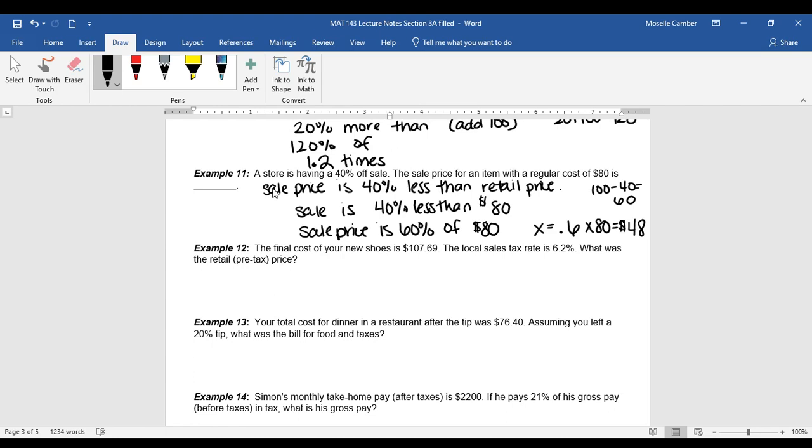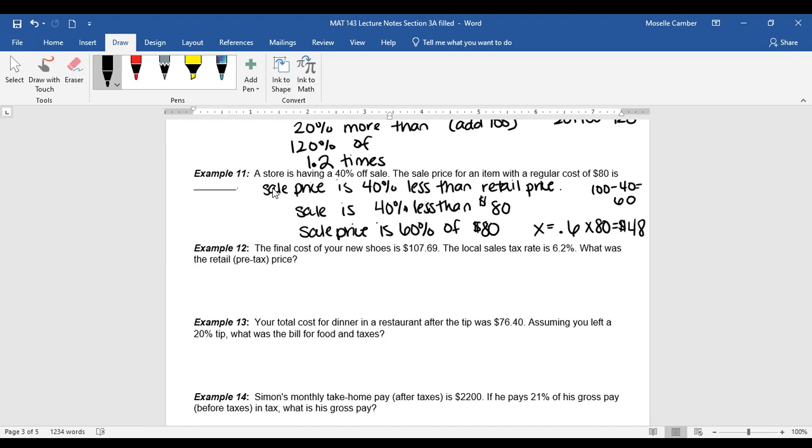Example 12. The final cost for your new shoes is $107.69. Local sales tax rate is 6.2%. What is the retail or pre-tax price? Now I know it's really tempting to just find 6.2% of the 107, but remember that would be a tax on the new cost and not what it originally was, and the tax is supposed to be on what it originally is.